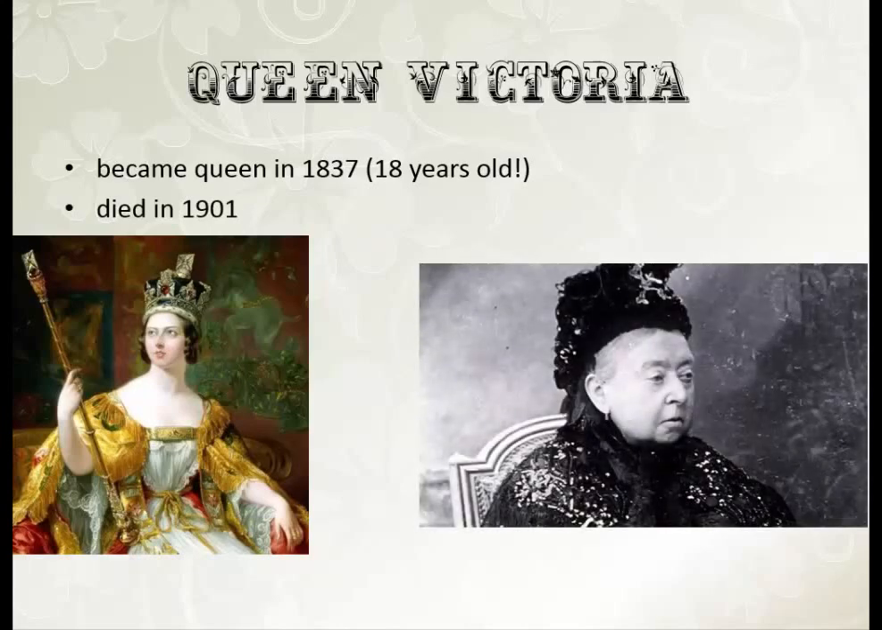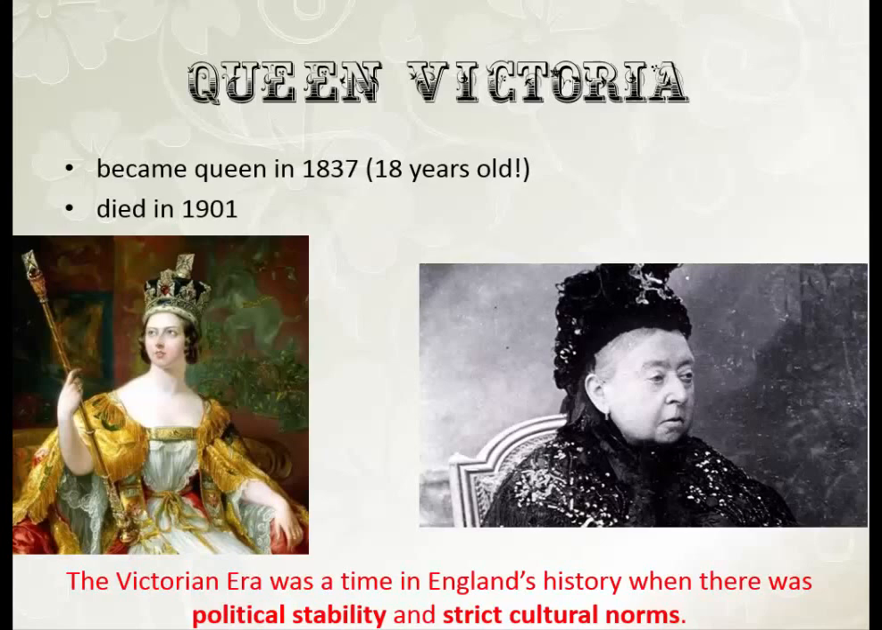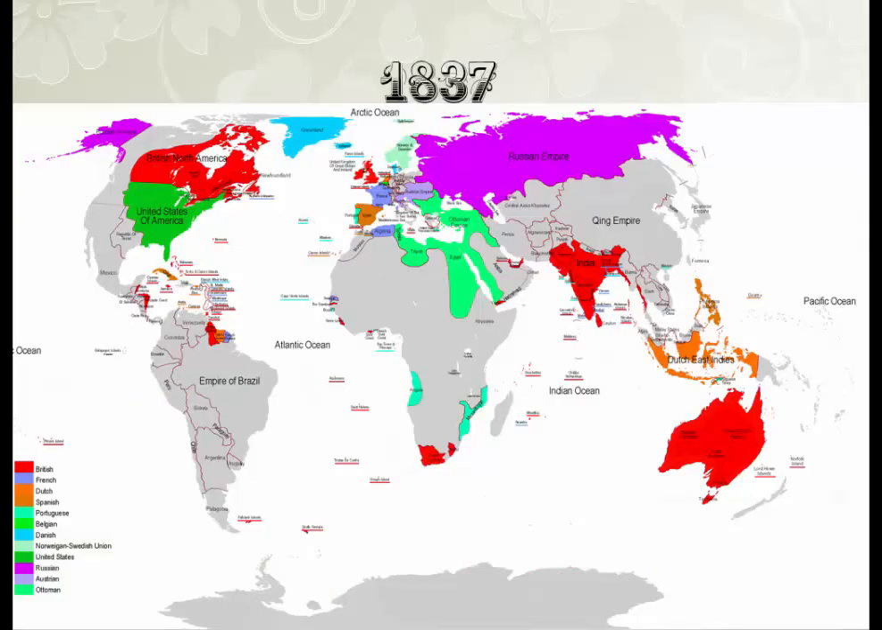The Victorian Era was a time in England's history when Queen Victoria ruled and there was political stability and strict cultural norms. You may wish to pause the video to write that down. When Victoria became Queen of England and the British Empire, the empire was quite big, spreading across the Americas, South Africa, India, and Australia.